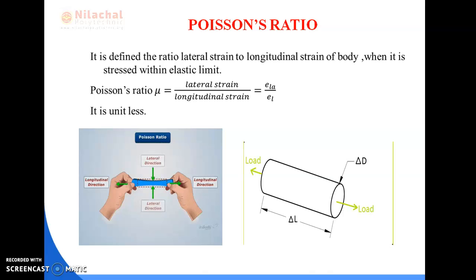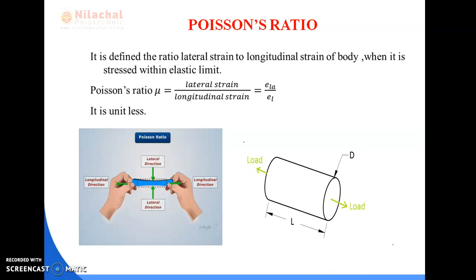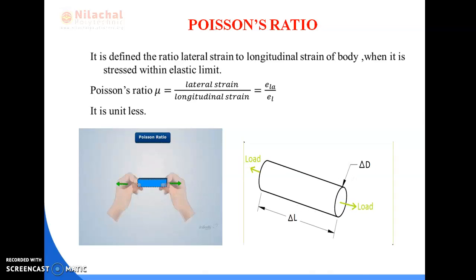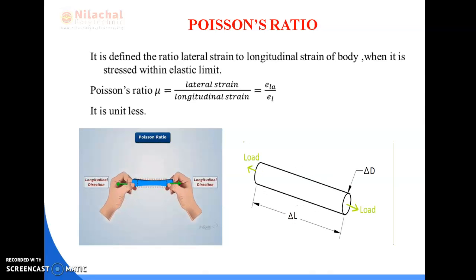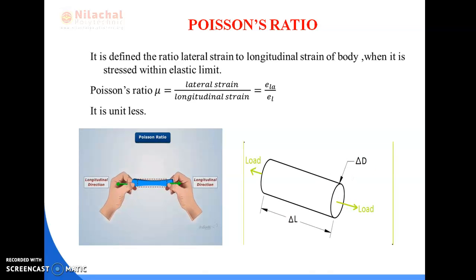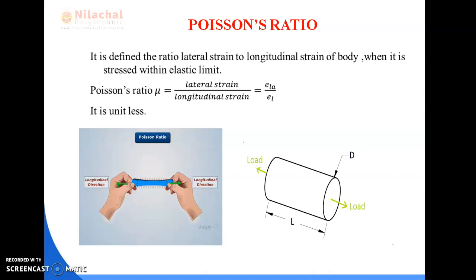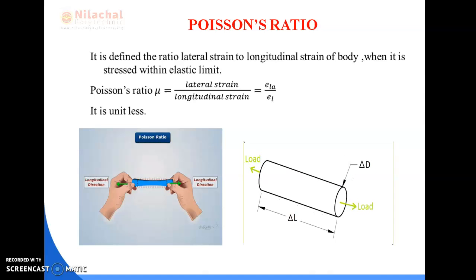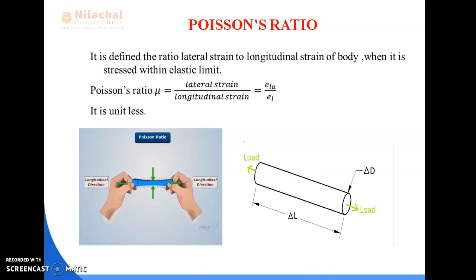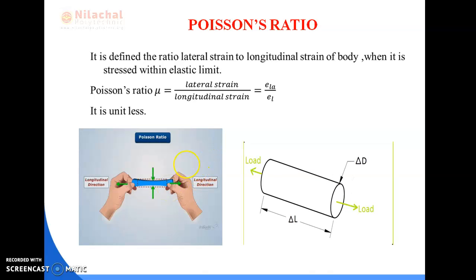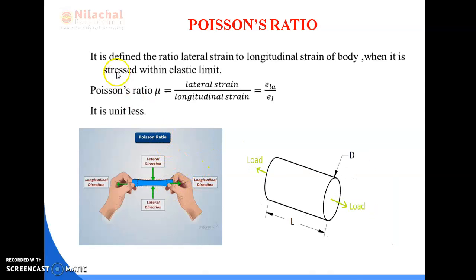In every material there is longitudinal direction deformation, and also there is a lateral direction dimension change. So the ratio of both longitudinal and lateral strain is giving us Poisson's ratio.